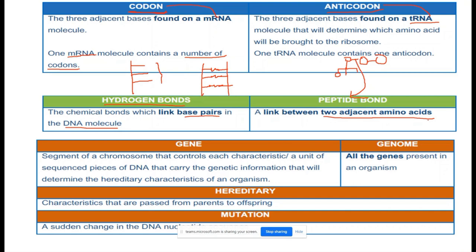And then just before we go to examples, what is a gene? There you can see it is a part of a chromosome that controls each characteristic, and it is made up of pieces of DNA. But we will do that later on. And then when we speak of a genome, it is all the genes present in an organism. Remember, for every characteristic in an organism, you have a gene, and that we will do in genetics later on. Then we will refer to that in more detail.